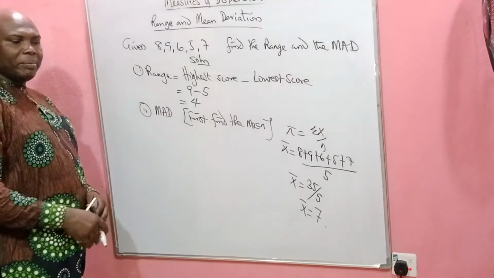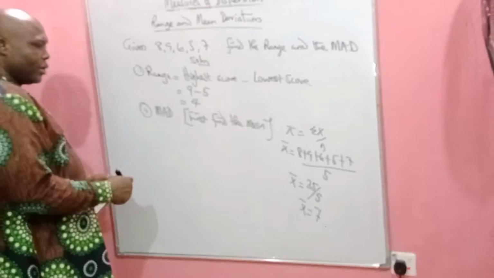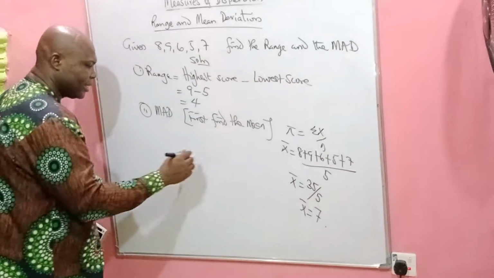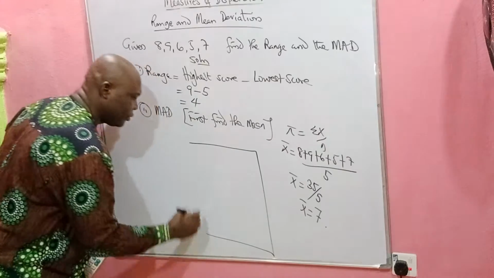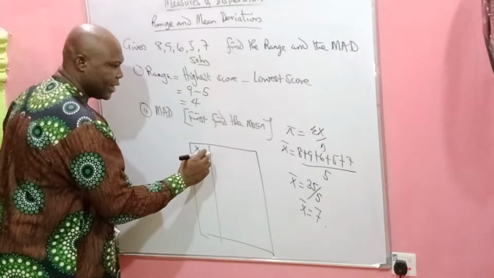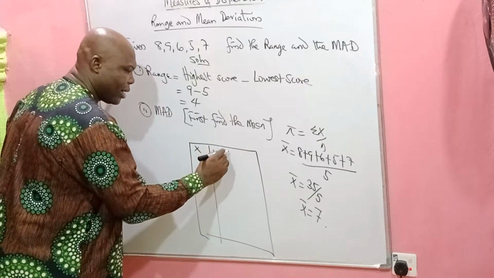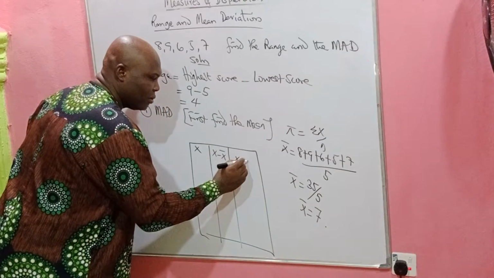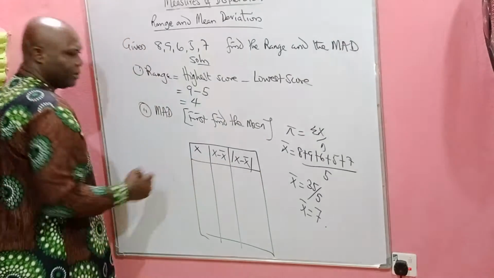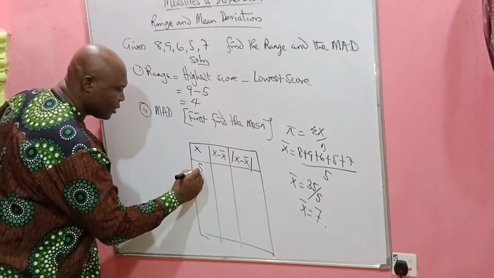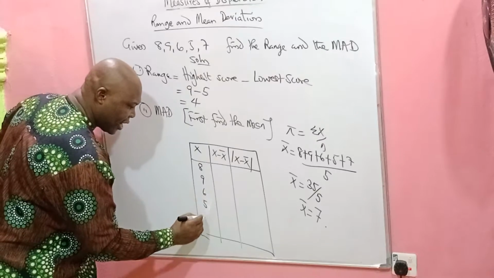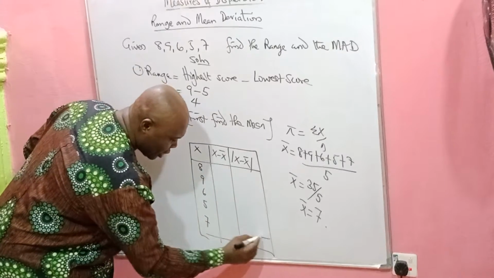So after getting the mean, we are going to apply it to get the mean absolute deviation. So we will need our table of values. We need our table of values for x. After x, we need x minus x bar. Then we need the absolute value of x minus x bar. That's the absolute value, meaning positive values. So our x, we have 8, 9, 6, 5, and 7. Then we'll get our total.